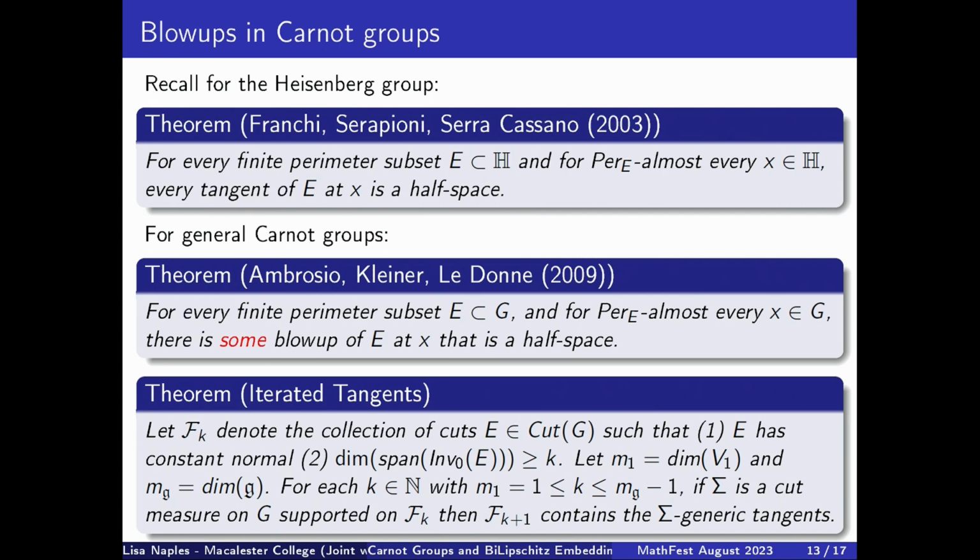Another result by Ambrosio, Kleiner, and Le Donne was an iterated tangent result. This theorem essentially says, as you take tangents, things get better and better. So you take the first tangent. We don't know if we end up at a half space or not. But we know we only need to take at most m_G, which is the dimension of our group, minus m_1 iterations of tangent taking to definitely end up at a half space.